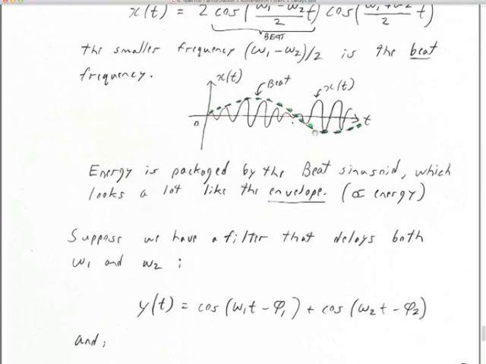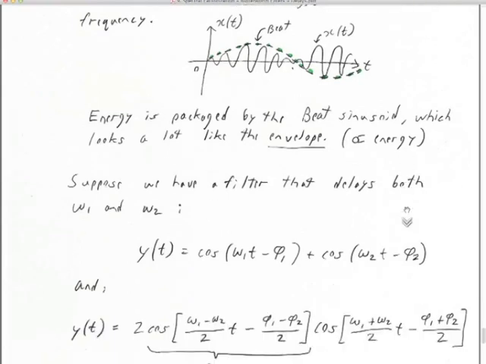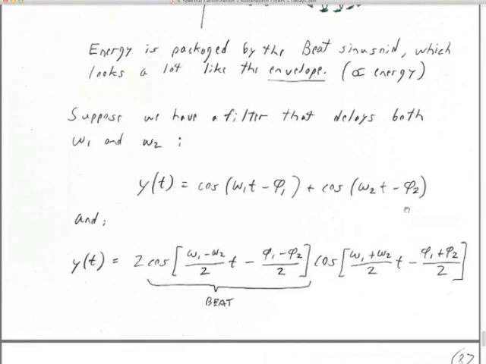If you do the envelope or the instantaneous energy, here where the beat is crossing zero, you're going to have a small envelope, small energy. Here where the beat is large, where the cosine is at zero or minus one, zero or pi radians, you're going to have the energy concentrated here in the middle of the beat. So the energy is packaged by the beat sinusoid, and the beat looks a lot like the envelope. You could think of the beat as being proportional to the instantaneous energy. Probably the beat squared would be proportional to the instantaneous energy, something like that.